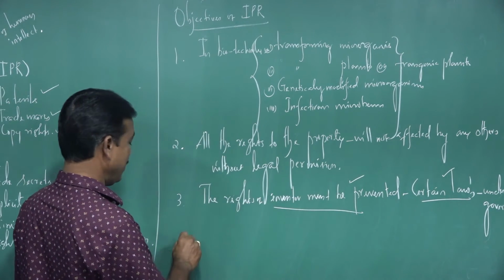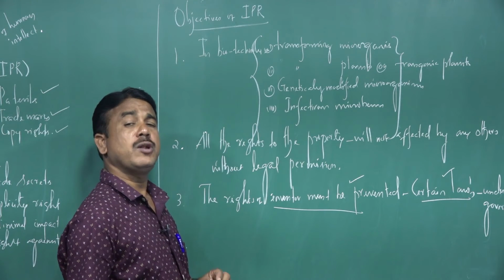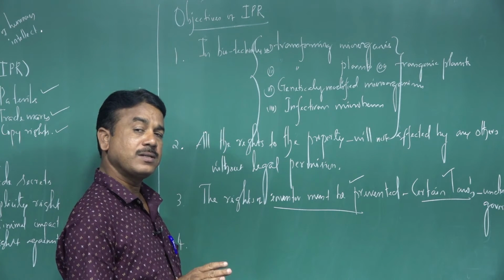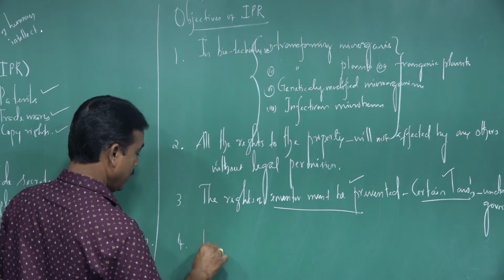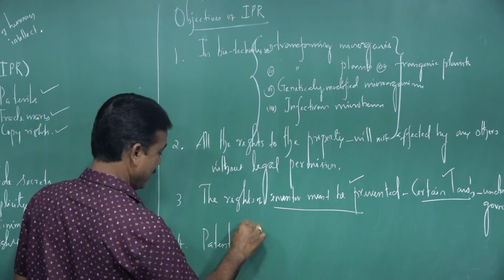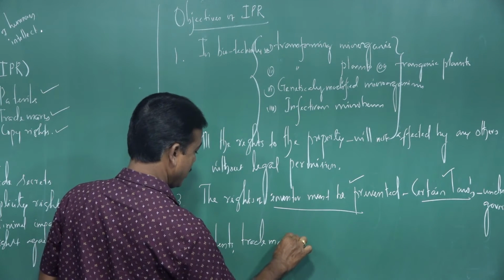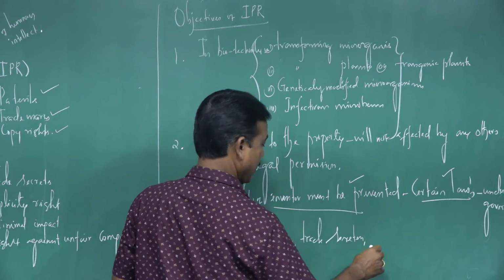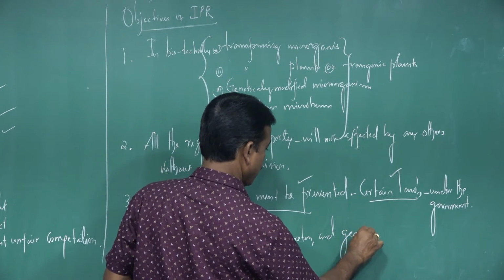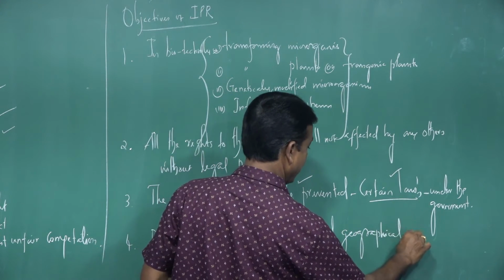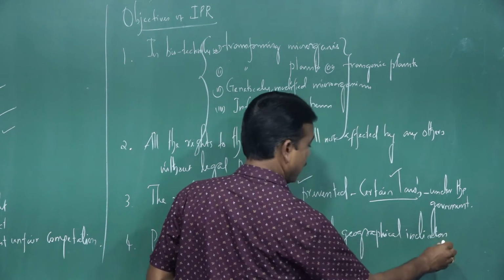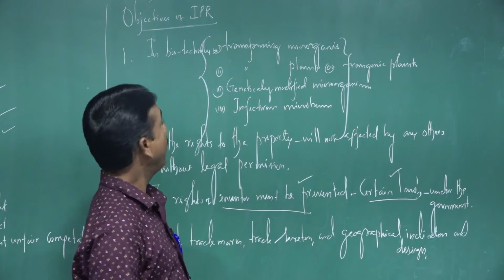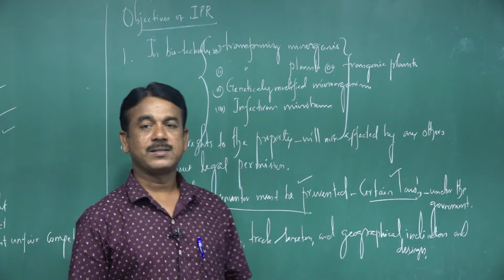The last component is the intellectual property rights. It is not only protected in this way; it is protected in other ways too. It includes patents, trademarks, trade secrets, geographical indications, and designs. Those are all commonly called the objectives of intellectual property rights.